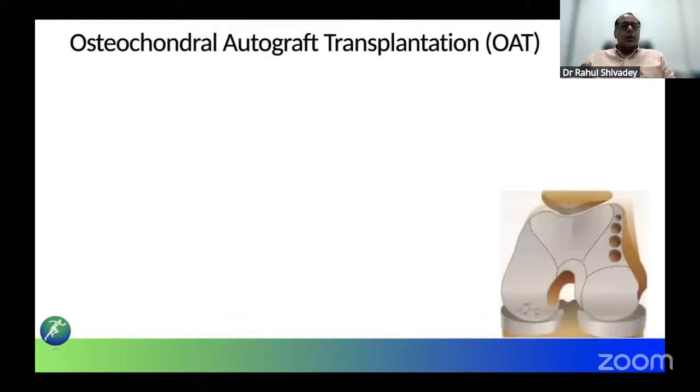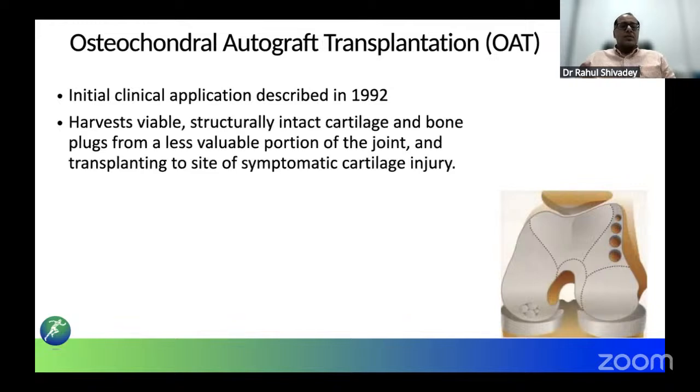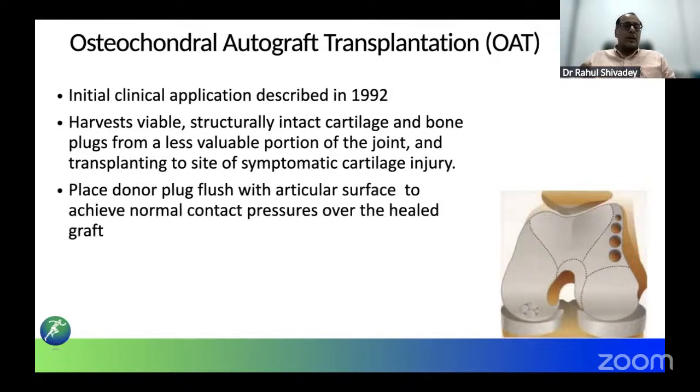Now, what is osteochondral transplantation? The first clinical application was described in 1992. It is transfer of structurally intact cartilage and bone from a less valuable portion of the joint. I would say less valuable because all parts of the joint and all cartilage are important, but from a low contact pressure area to a place where there is a symptomatic cartilage injury.